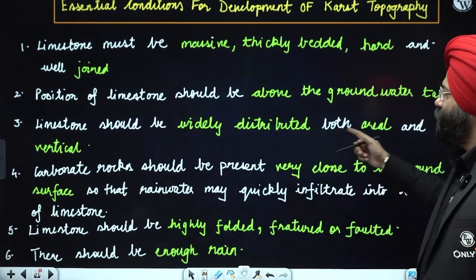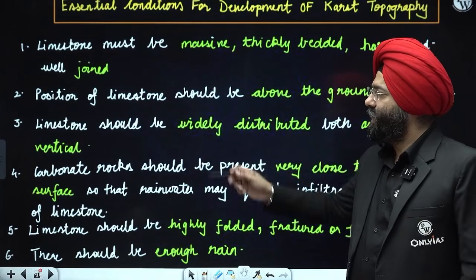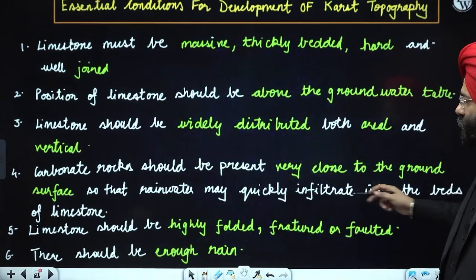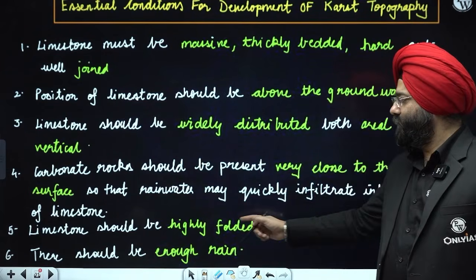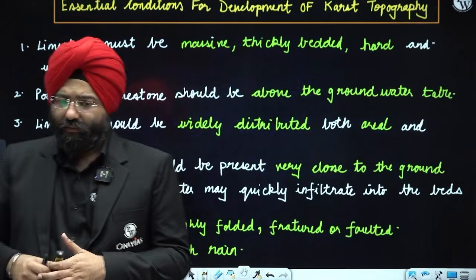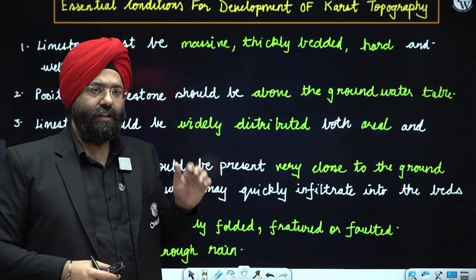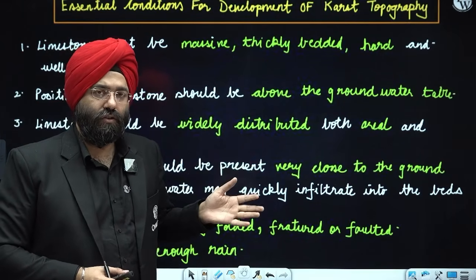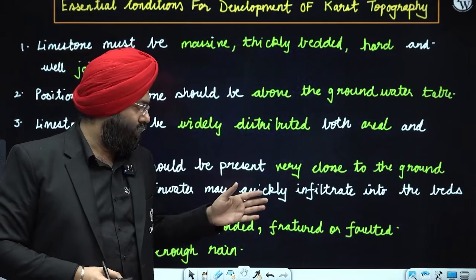Limestone is widely distributed both areally and vertically. That means it is of great size or a larger size. Carbonate rock should be present very close to the ground surface so that rainwater may quickly infiltrate into the beds. This is an automatic, obvious reason. Limestone should be highly folded, fractured. So when it is folded and fractured, it basically leads to a lot of infiltration, and where the water is infiltrating, a lot of new landforms which we see over here can be very easily created also. So these structures can be formed because they're faulted and fractured also.